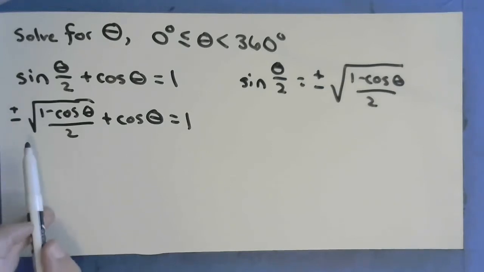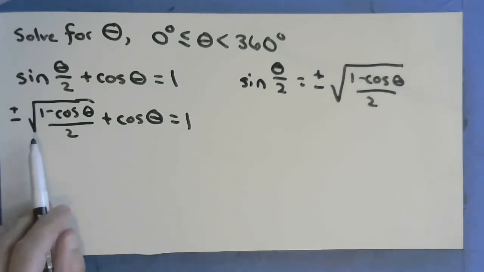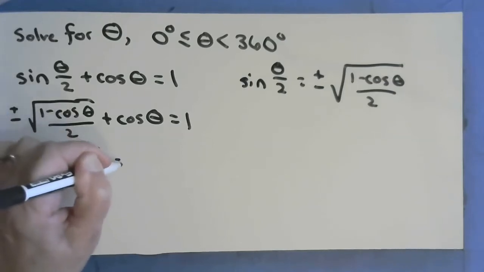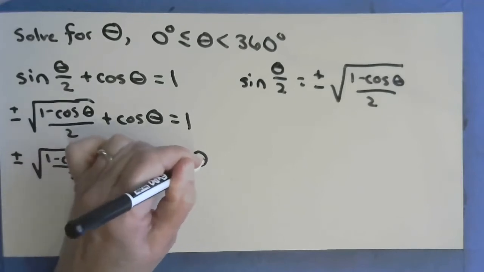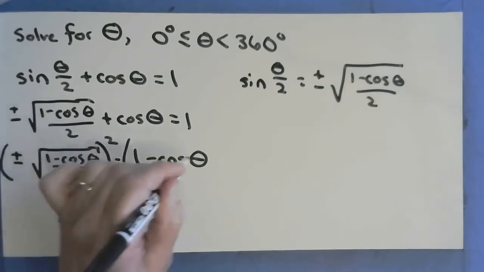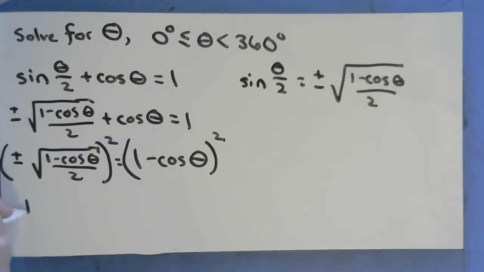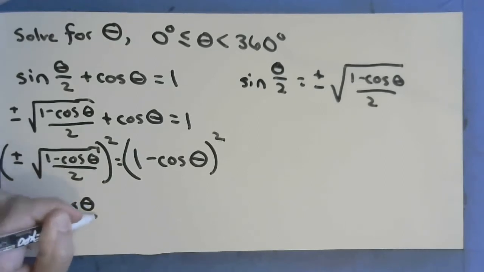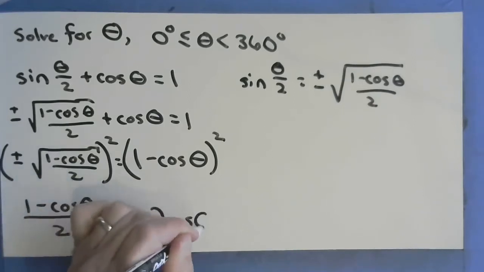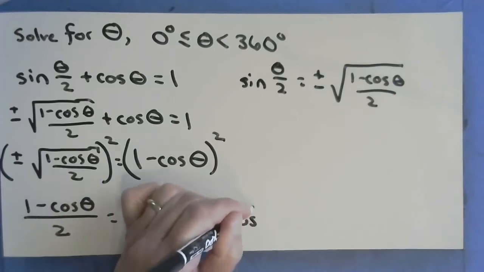Now, typically when we have some sort of radical in our equation, we've learned in algebra class to solve for that radical and then square both sides. So I get plus or minus the square root of 1 minus cos theta over 2 is equal to 1 minus cosine theta. And then I square both sides, and I get 1 minus cosine theta over 2 is equal to 1 minus 2 cos theta plus cos squared theta.